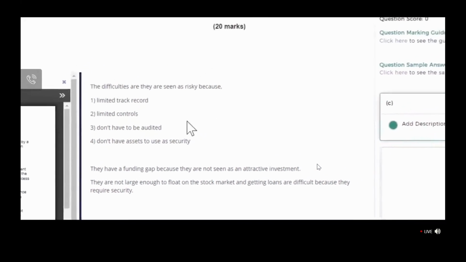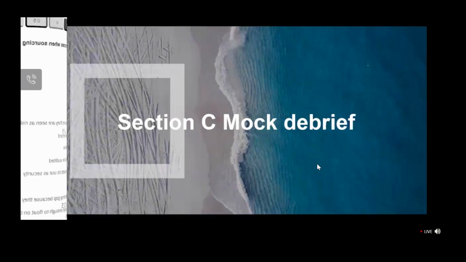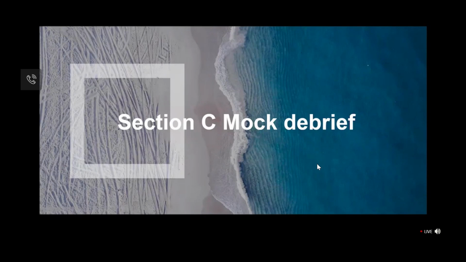So I'm going to allocate 1 mark to this risky and explain by the limited track record and the limited controls and don't have to be audited. I'm going to allocate 1 mark to the assets to use as security linking to this sentence here. I'm then going to allocate a half mark here and a half mark here. So overall they've achieved 3 out of the 6 marks, but it could have been so much better if they'd used full sentences.